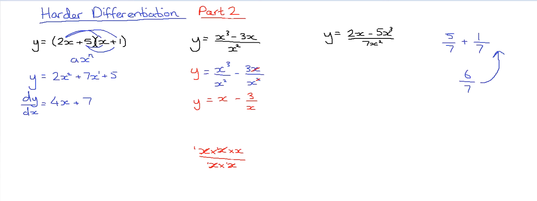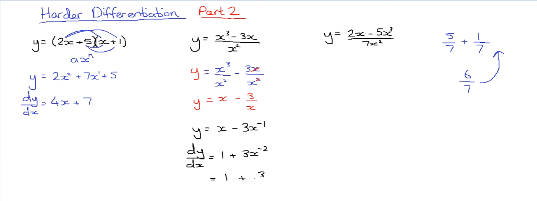Okay, now this is not in index form, so I can't differentiate it yet. I'm just going to delete this bit down here. So I've got to do my rewrite. That term's fine. This term is x to the minus 1. Now I can differentiate. There's quite a few steps, but you'll get the hang of it. So it's going to be 1 plus 3x to the minus 2, and then my final rewrite to put it back. So remember, 3 on top, the power on the bottom, but now it's positive.